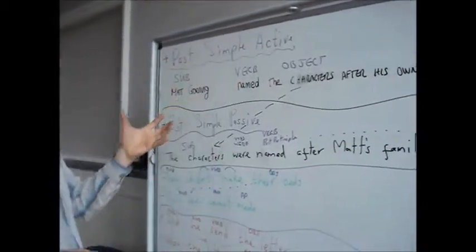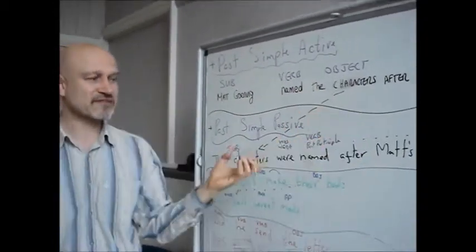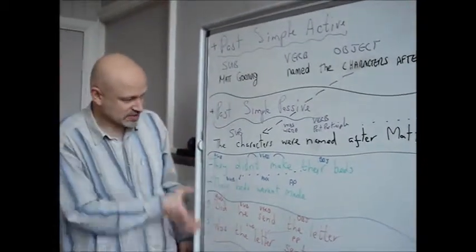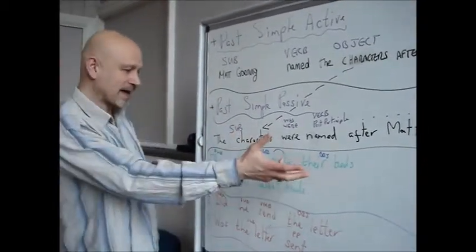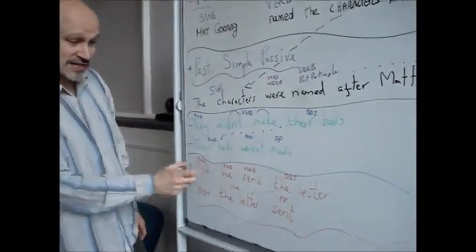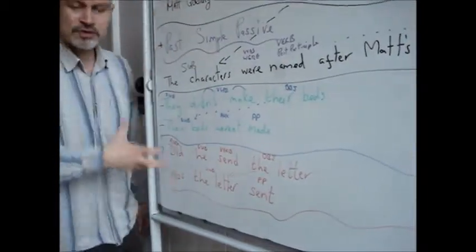So when we put this into the passive, we can say the characters were named after Matt's family. Here's a negative, because we struggled a bit with this today. They didn't make their beds, the beds weren't made. And a question: did he send the letter? Was the letter sent? Have a look at how we do this.